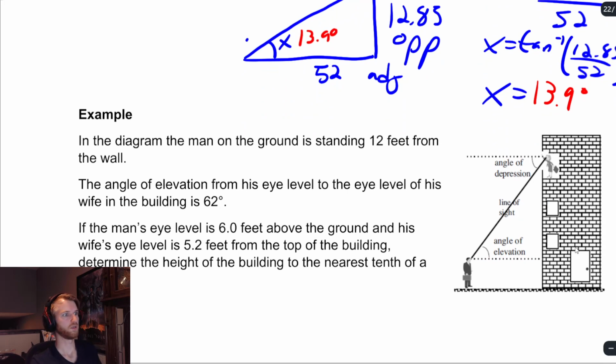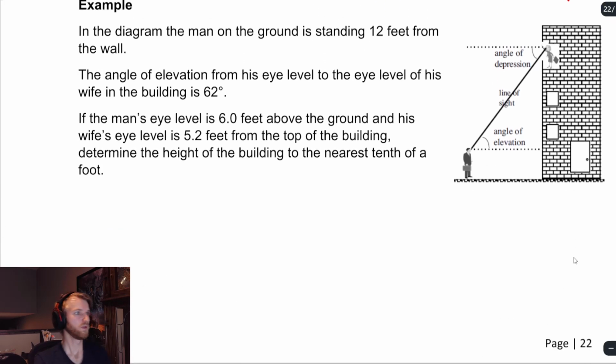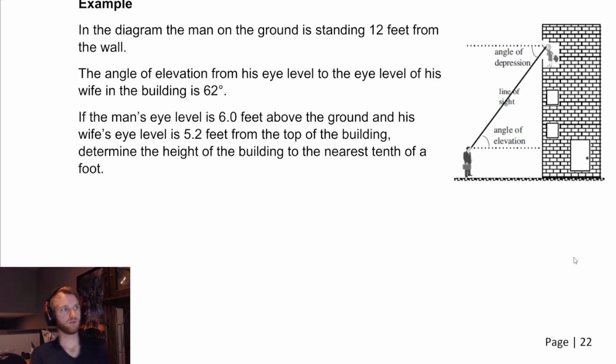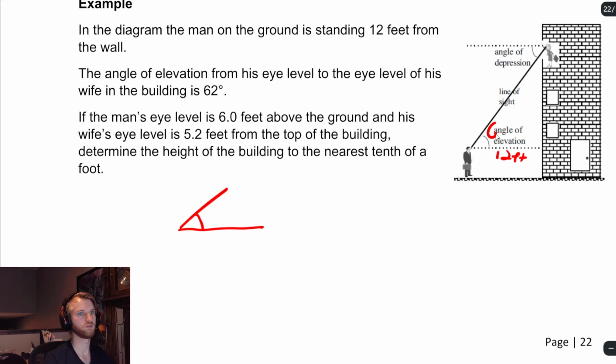All right, we've got one last example here. So this one says, in the diagram, the man on the ground is standing 12 feet from the wall. So this distance here is 12 feet. The angle of elevation, remember that that's starting with a straight line, and elevation is then looking up from that straight line. So this is an angle of elevation. The angle of elevation from his eye level to the eye level of his wife in the building is 62 degrees. So from here to there, this is 62 degrees.